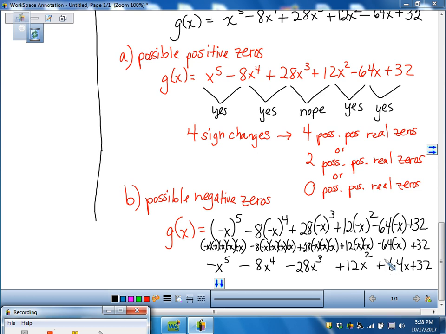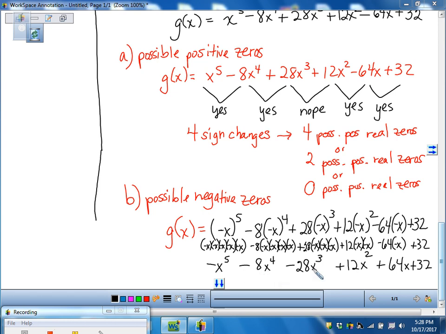Okay, check it out. Now notice I showed what it looks like if you expand it out. Negative x to the 5th gives me negative x to the 5th. Minus 8 times negative x to the 4th gives me minus 8x to the 4th. Remember, when I raise a negative to an odd power, it always comes out negative. If I raise a negative to an even power, it comes out positive. This one had a negative though, so then it was negative 8. So I expanded it out if you need to see that. Anyway, we ended up with negative x to the 5th minus 8x to the 4th minus 28x cubed plus 12x squared plus 64x plus 32.